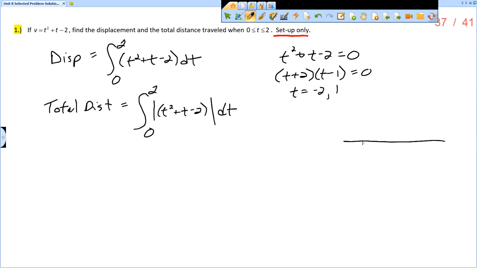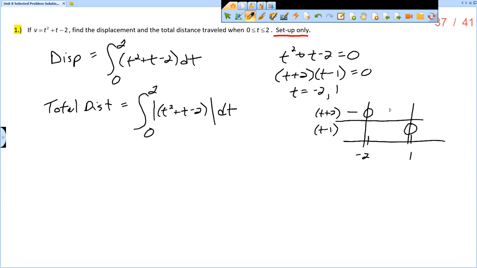So now we need to do our sign analysis. So I'm going to put -2 over here, 1 over here, okay? And then I have t plus 2 and t minus 1. All right. And so I put a 0 above -2 and I put a 0 above 1. All right. And so then I fill in a number to the left of -2 like -3. -3 plus 2 is negative.